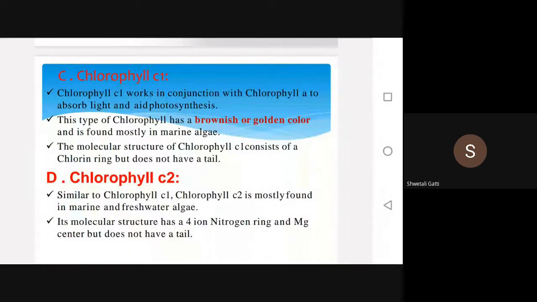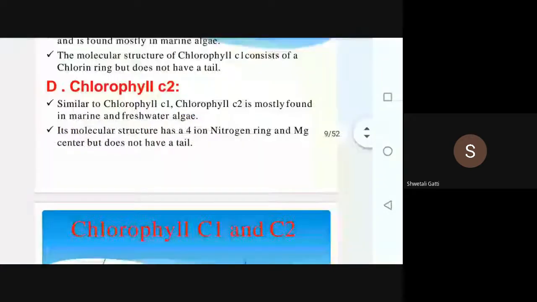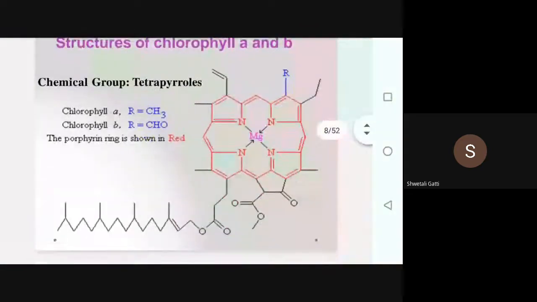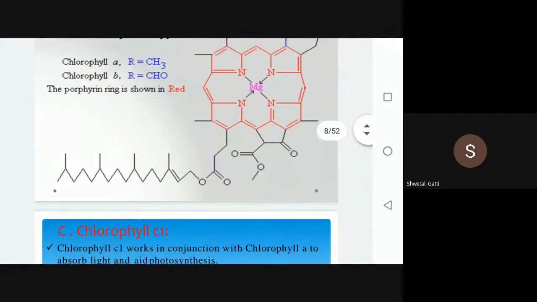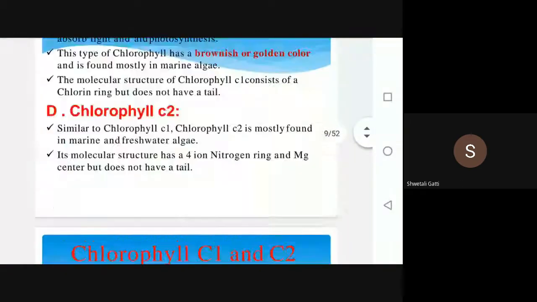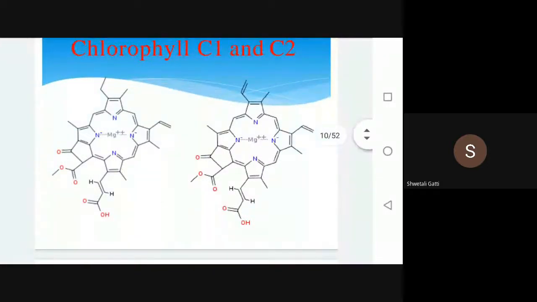Chlorophyll C2 is similar to chlorophyll C1, but it is mainly found in marine and freshwater algae. It has the same structure, but it does not have the alkyl chain. What is the alkyl chain? Tail means the alkyl chain. Along with the porphyrin structure, we have an alkyl chain at the bottom. Can you see the chain? This particular chain, placed at the bottom, is missing in these two, C1 and C2.